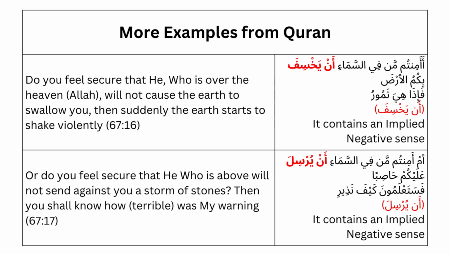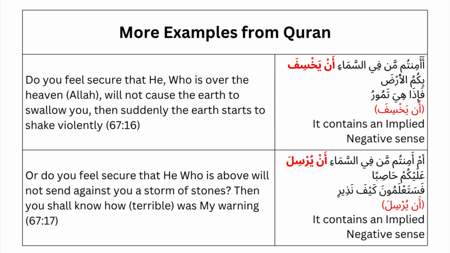So let us now summarize this whole section carefully. Under the heading Examples, we saw many ordinary examples where Masdar Mu'awwal appears as the noun-like expression after verbs such as want, love, and order. Then under the subheading More Examples from Quran, we saw more advanced Quranic uses where the same structure appears, but the broader context gives an implied negative or warning sense.